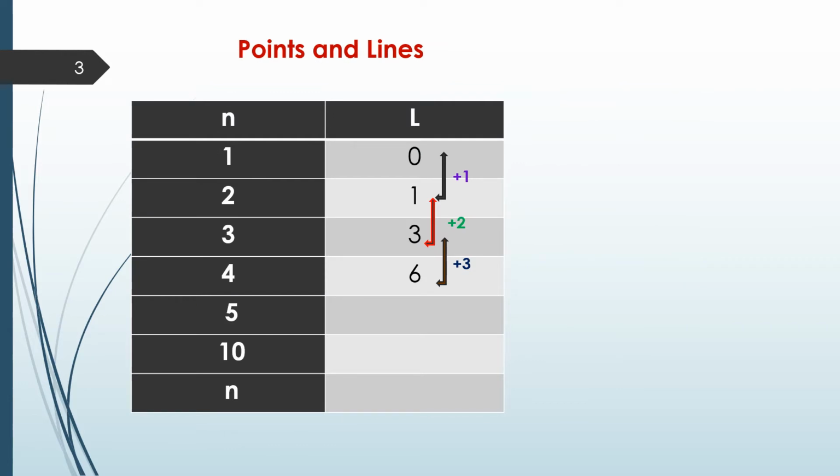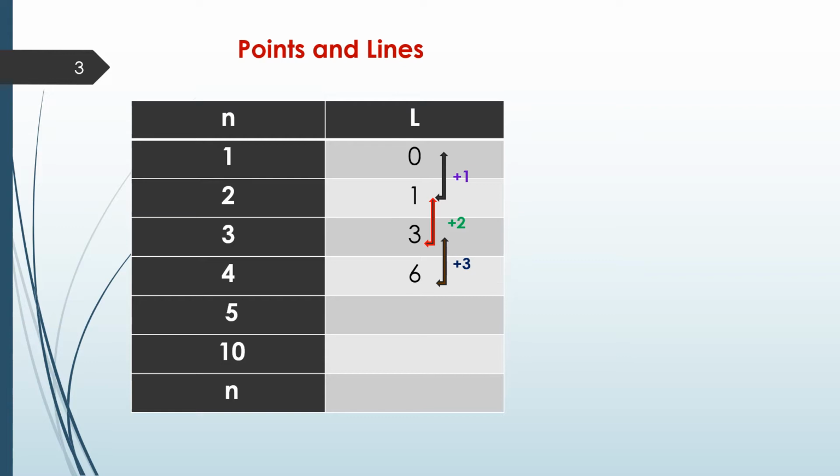We can ask the students to present their findings in a table like this. When N is equal to 1, the number of connecting lines will be 0. N is equal to 2, L is 1. N is equal to 3, L is equal to 3. N is equal to 4, L is equal to 6. Now the students can see the pattern.